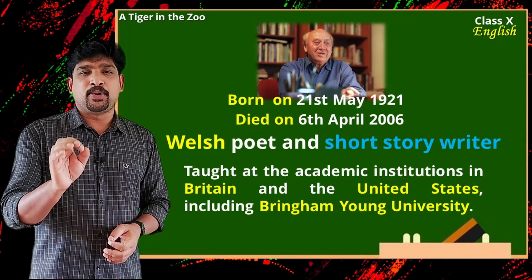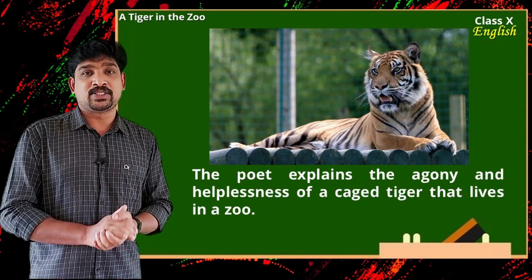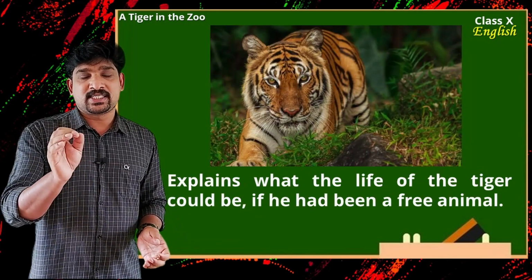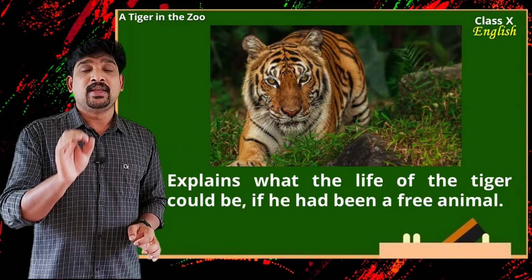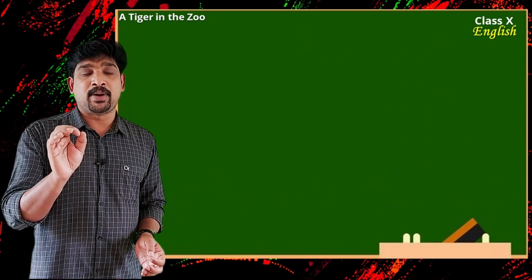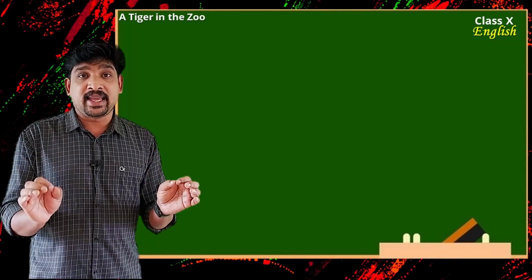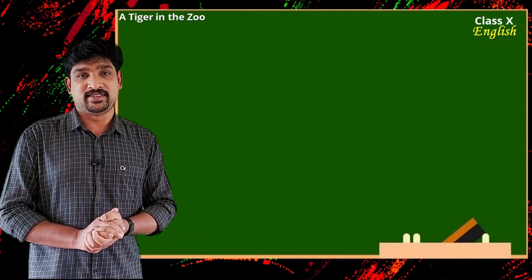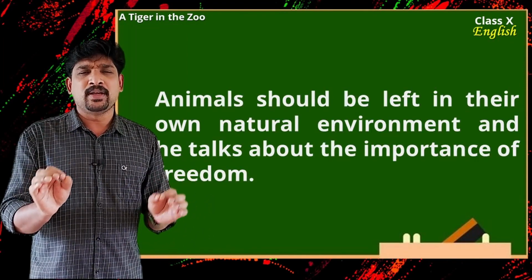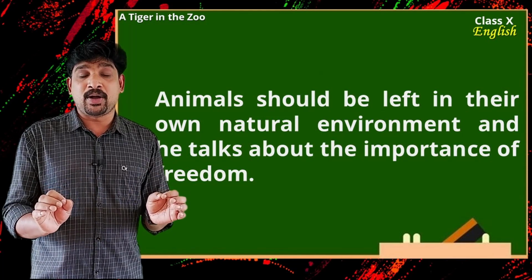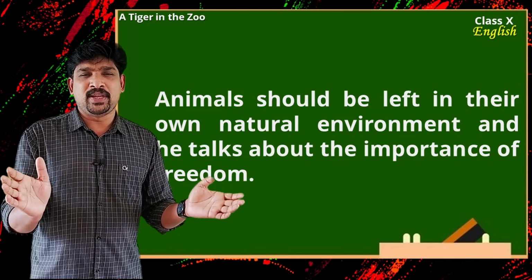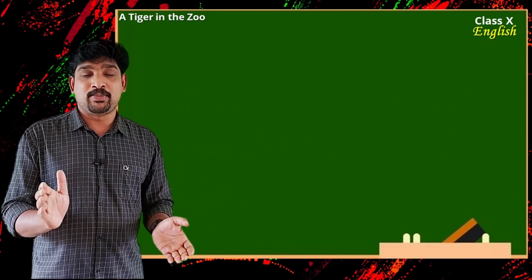In this poem, the poet explains the agony and helplessness of a caged tiger that lives in a zoo. Here the poet explains what the life of a tiger could be if he had been a free animal. The poet has tried to explain the condition of animals that are caged by human beings for their own fun. He also emphasizes the point that animals should be left in their own natural environment, and he talks about the importance of freedom. Not only animals' freedom, but every living creature's freedom. Now let us look at the poem in detail.